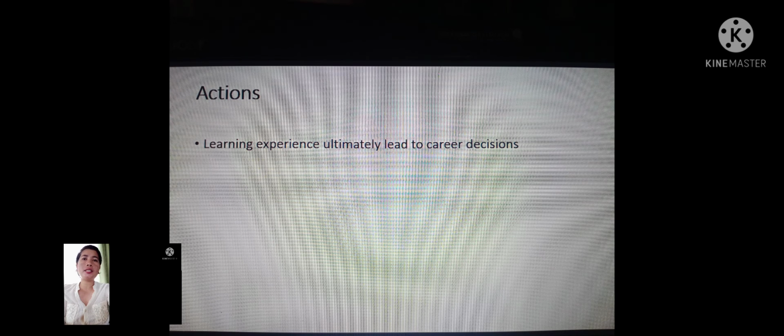So the next one is actions. Actions are a learning experience that ultimately leads to career decisions. The more we learn about ourselves and the world over time, the more it affects our decisions, including our career. So these are the four factors in the decision-making process.